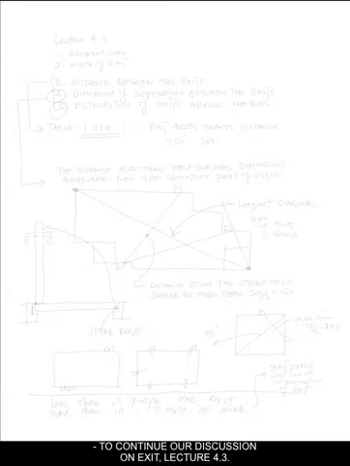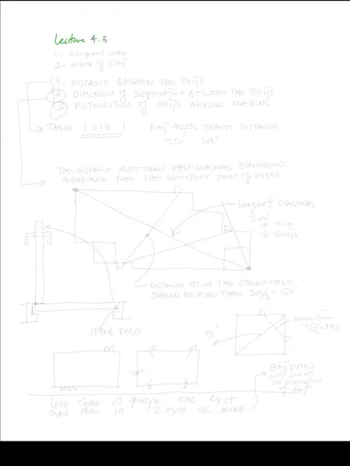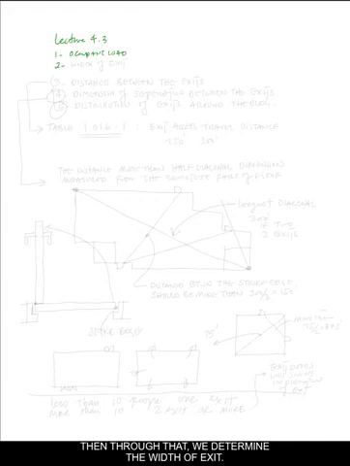To continue our discussion on exit, lecture 4.3. As we mentioned at the end of the previous lecture, there are other elements that get involved when you have to determine the exiting on the building. First, we determine the occupant load. Then through that, we determine the width of exit.